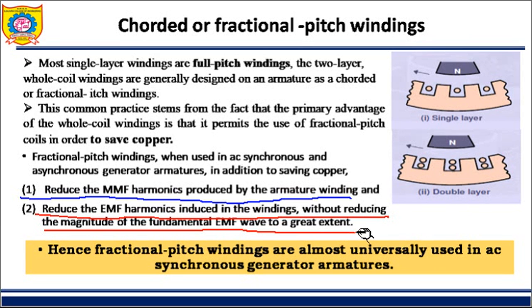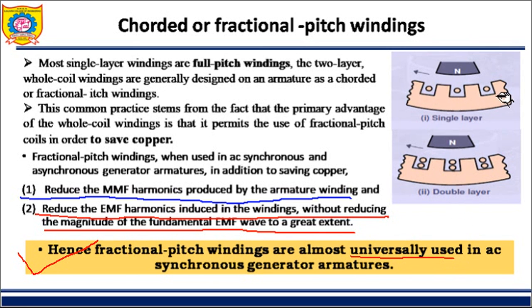So the advantages of fractional pitch winding are these: one, saving of copper; another, it reduces the MMF, magnetic force harmonics produced by the armature winding; and third, it will reduce the EMF harmonics induced in the winding. So we can say that fractional pitch windings are almost universally used for AC synchronous generator armatures.